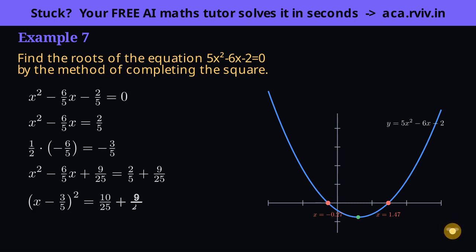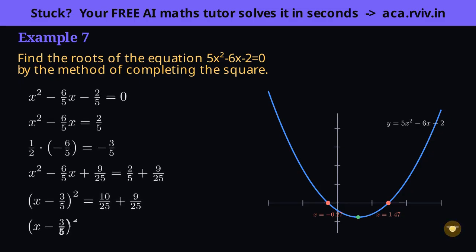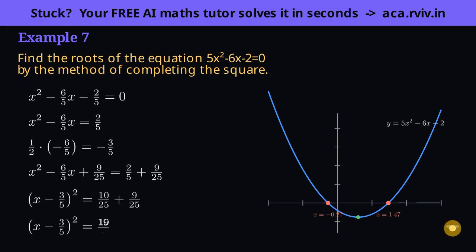Meanwhile, write the right side over the common denominator 25. Add the fractions on the right. 10 plus 9 over 25 is 19 over 25. Now the whole equation says a square equals a positive number, and positive is the good case. It means real roots are coming.